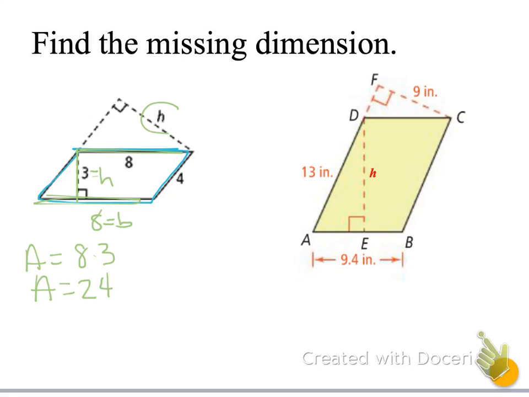So to find this outside H here, what we're going to have to do is take our area and set it equal to 4 times H. So we're going to divide by 4. So H now equals 6.